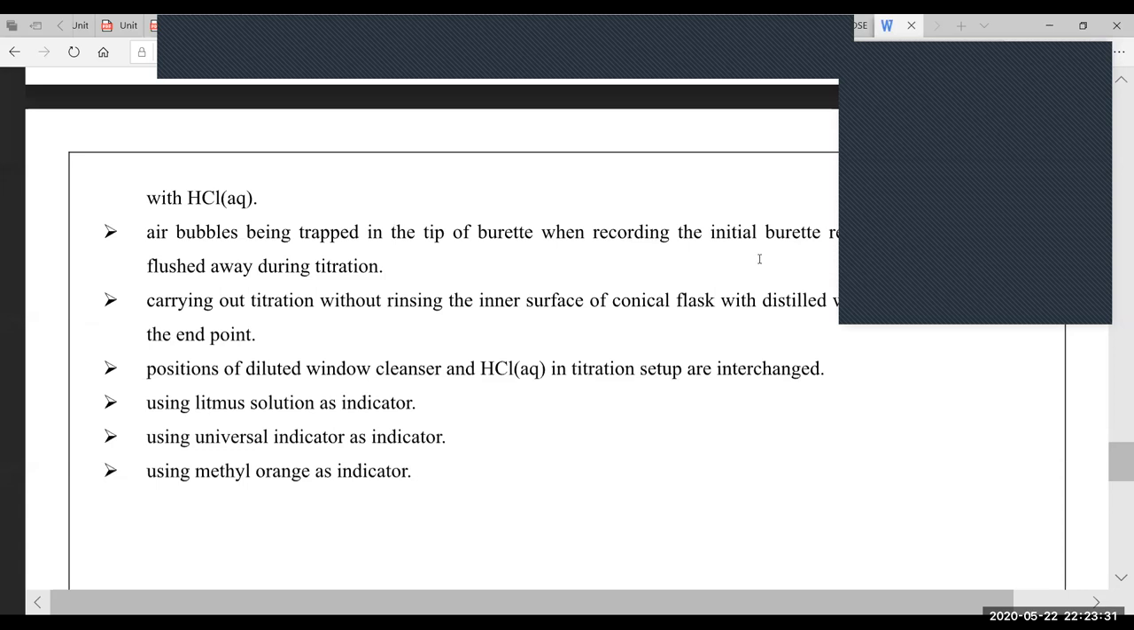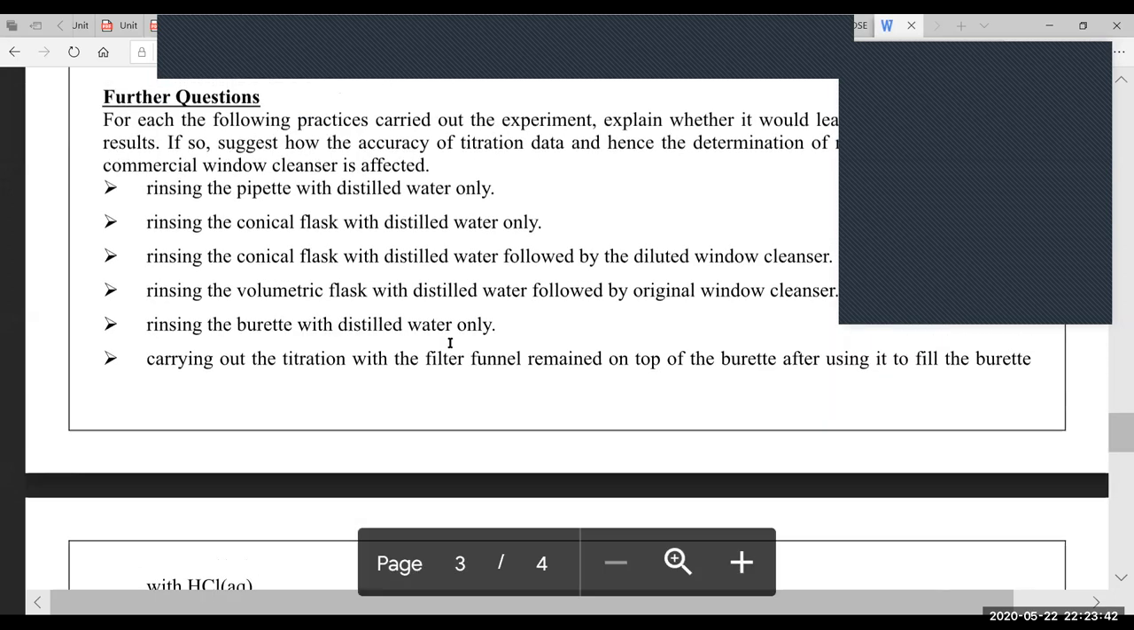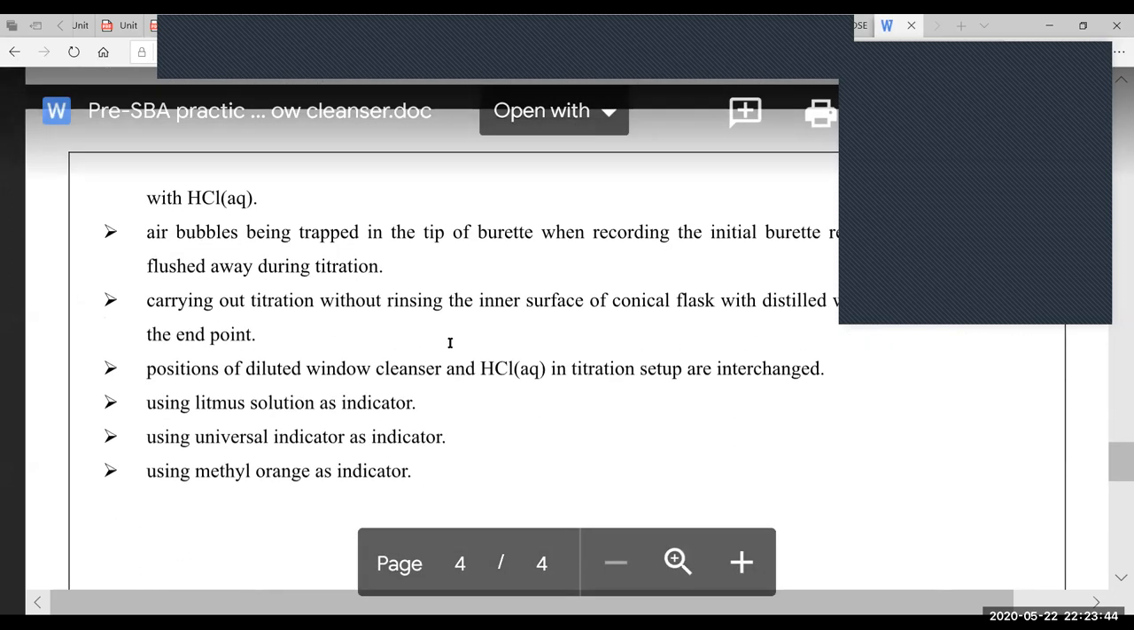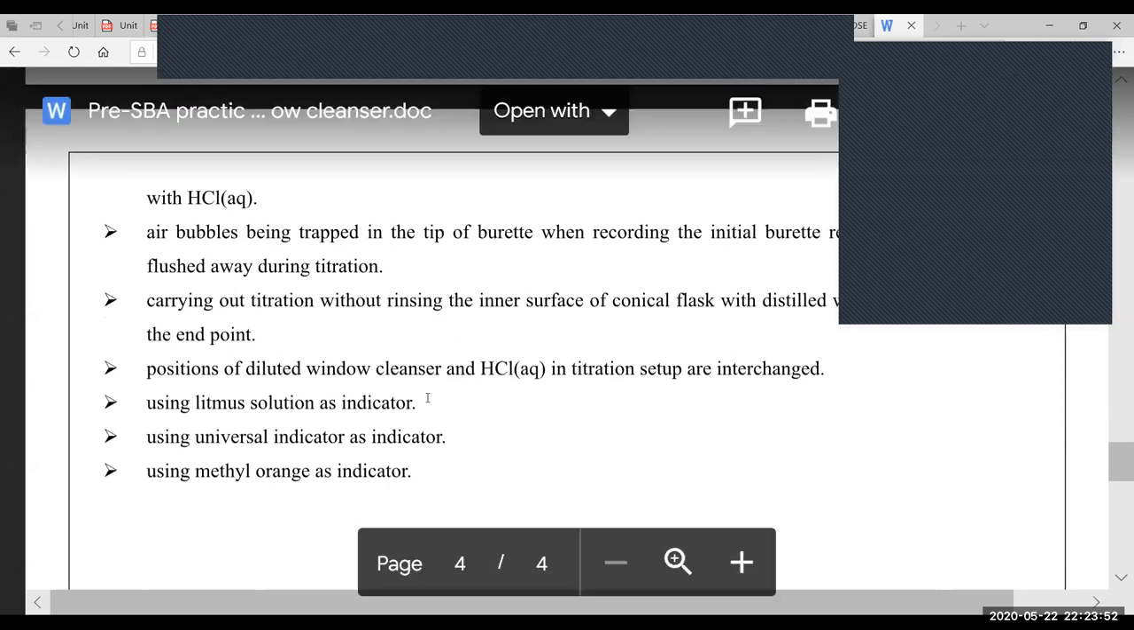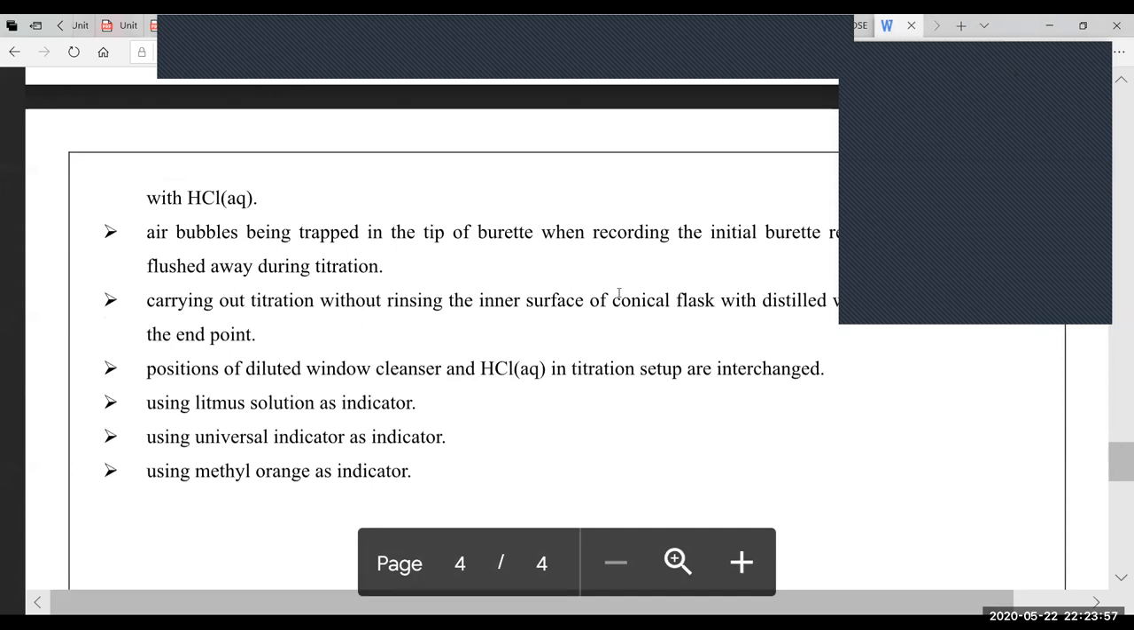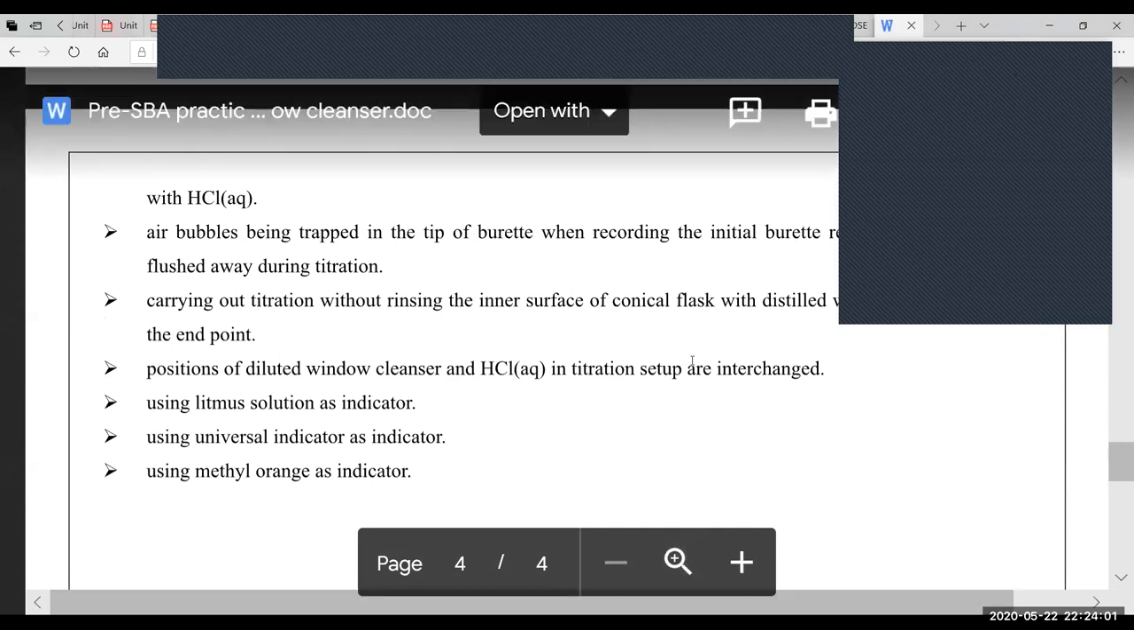scenarios. Share the link, you just go to the Google Classroom. I've just uploaded the relevant file link such that you know where you can get it. Already uploaded. So you'd better go there, go to the document, and click that. Okay. Questions.